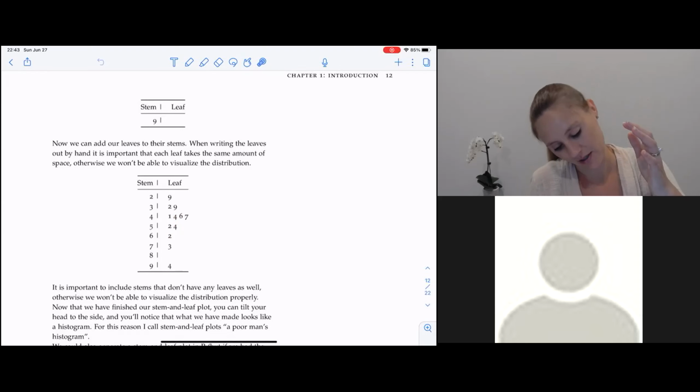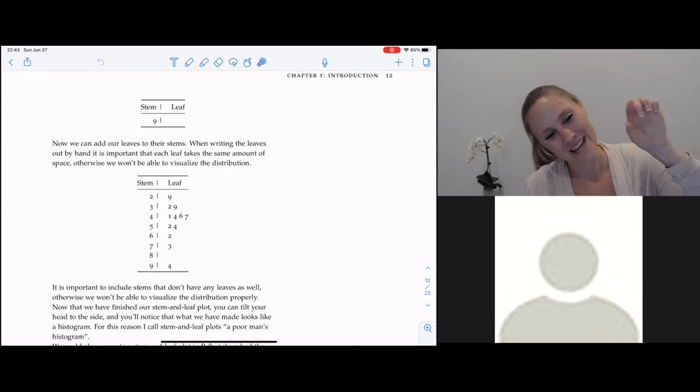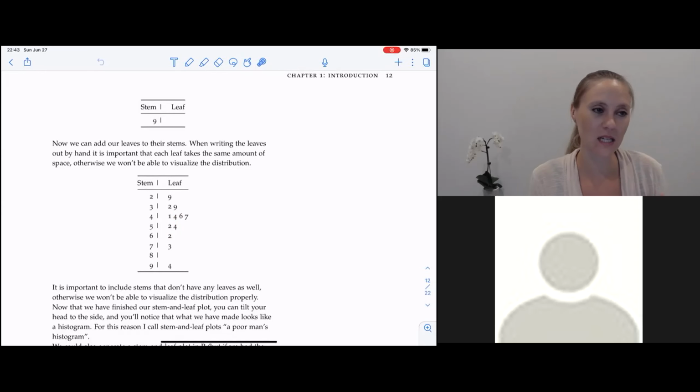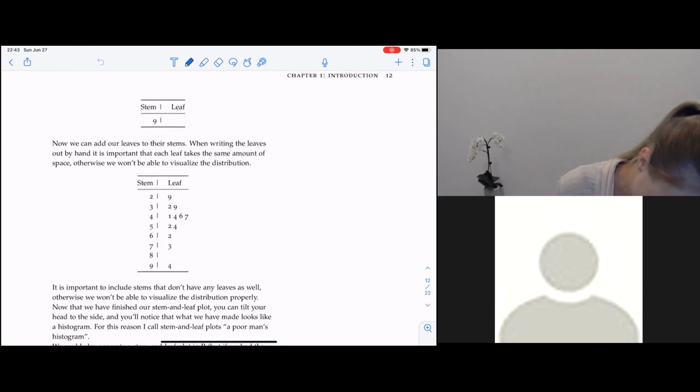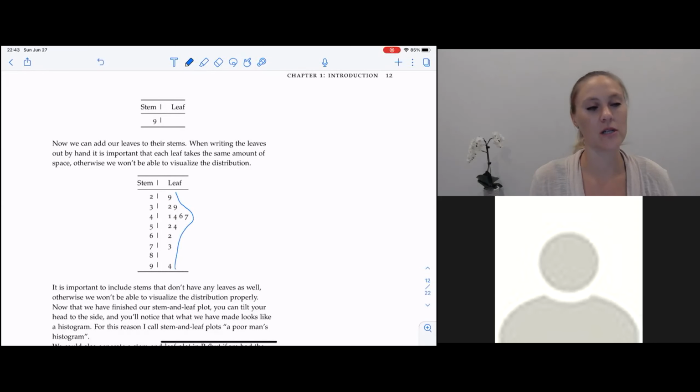But you have to kind of turn your head this way, kind of sideways, and then you can see, oh, each number is in a bin, right? So it's taking up the space. So this 9 is taking up 1 space in the 2 bin. The 2 and the 9 take up 2 spaces in the 3 bin. And so here, right, we can see the distribution here. It looks a little bit skewed to the right, but because we have such a small data set, I'm going to push for a normal distribution.